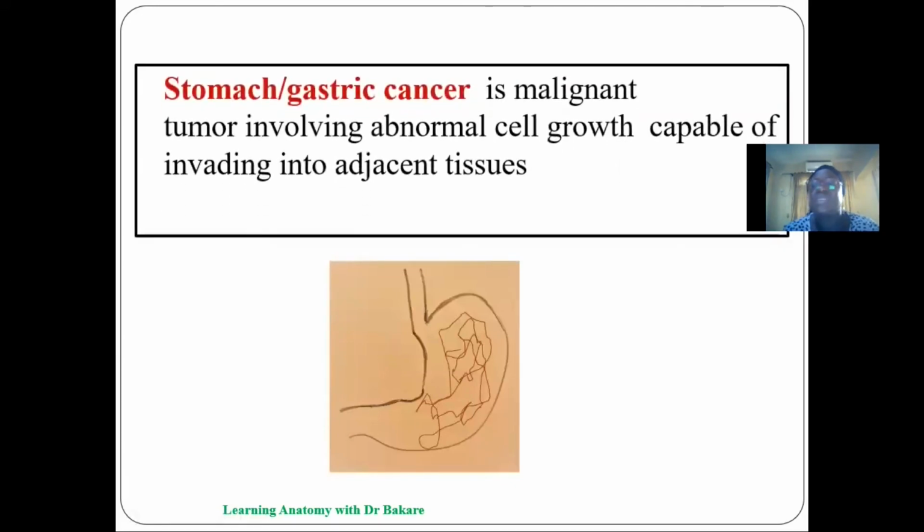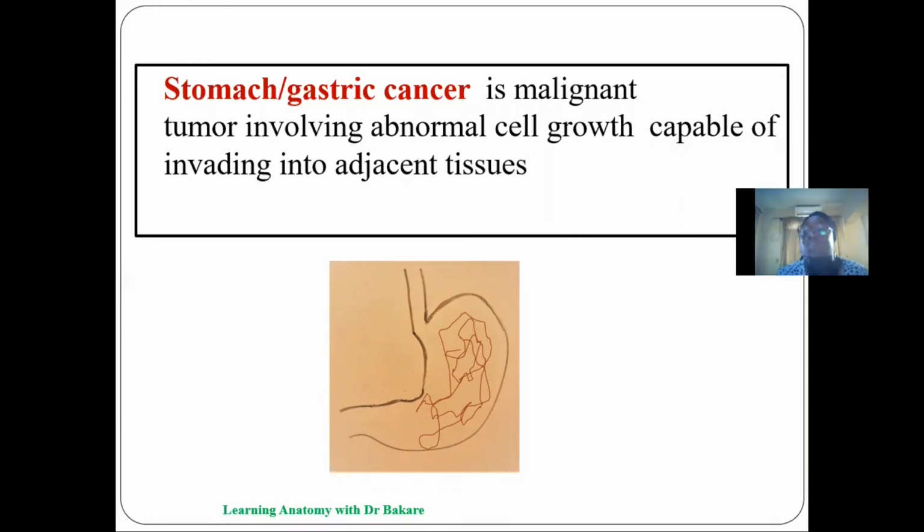Then we have gastric or stomach cancer. This is a malignant tumor, made of abnormal cells that are continuously dividing. And of course, this has the capacity to spread to other regions.